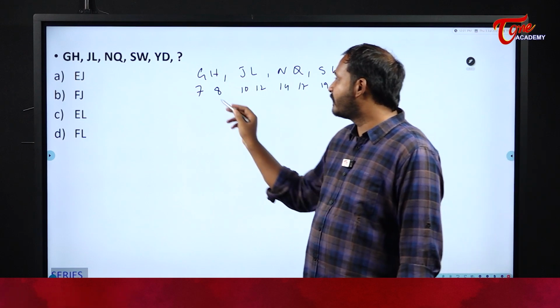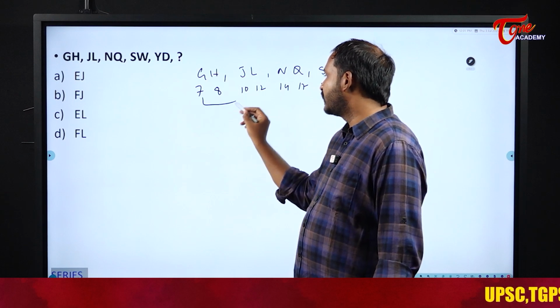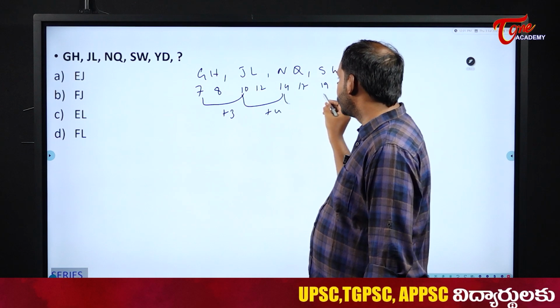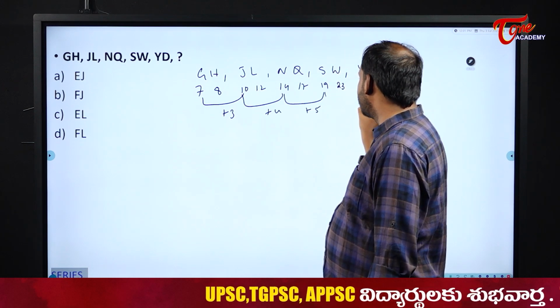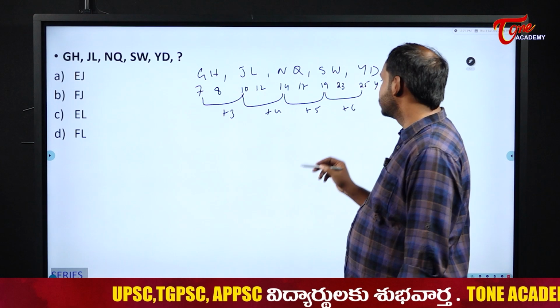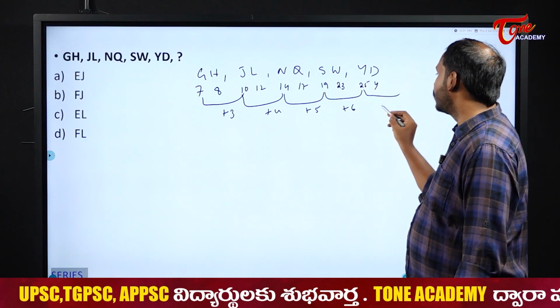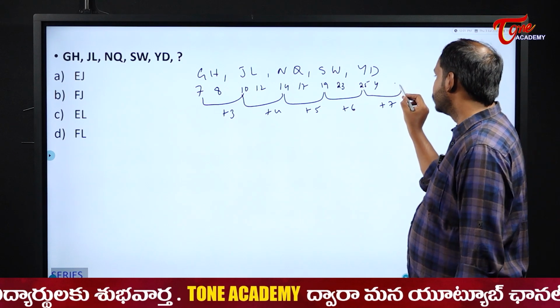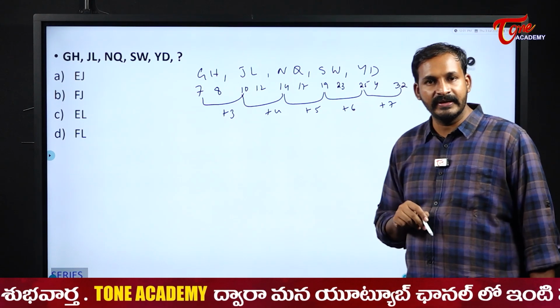Okay sir. Now what is happening with the first alphabets? 7 to 10 plus 3, 10 to 14 plus 4, 14 to 19 plus 5, 19 to 25 plus 6. That means in the same manner it should become plus 7. 25 plus 7 becomes 32. So what is the 32nd alphabet?